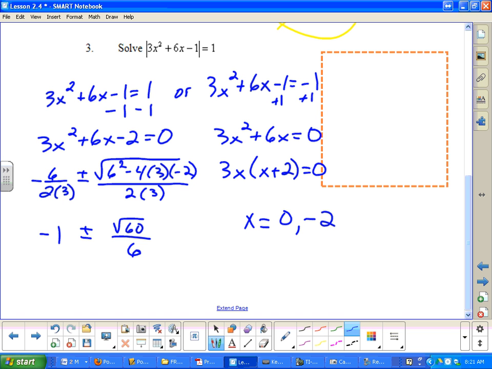All right, so let's see. Let's go with the easy ones. 0. If I put 0 in here, 0 plus 0 minus 1, absolute value of that, is that equal to 1? Yes, so 0 works. I'll use red here. 0 works, we're good. If we square negative 2, we get 4, and 4 times 3 is 12. 6 times negative 2 is negative 12. So 12 minus 12 is 0, minus 1. Absolute value of negative 1 equals 1. So these two both work. We're good there. Oh man, and I got these radicals.